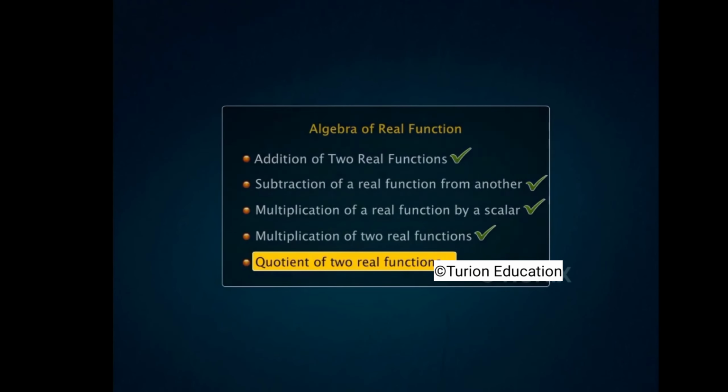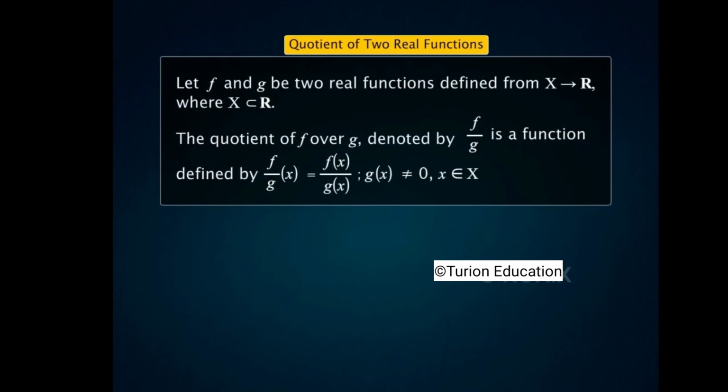This brings us to the last point, the quotient of two functions. Let f and g be two real functions defined from a set X, which is a subset of real numbers, to the set of real numbers. The quotient f over g is a function defined by f of x over g of x, provided g of x is non-zero and element x belongs to set X.